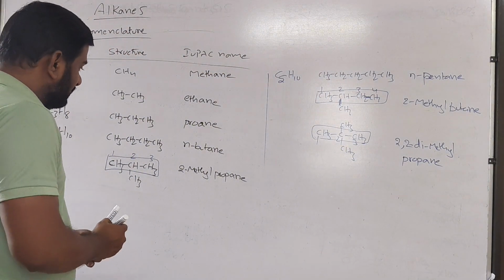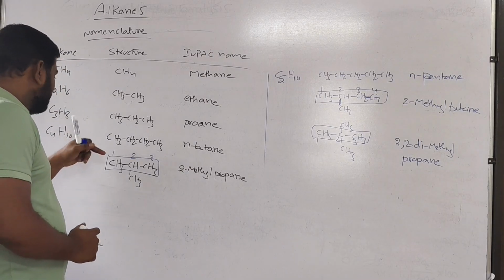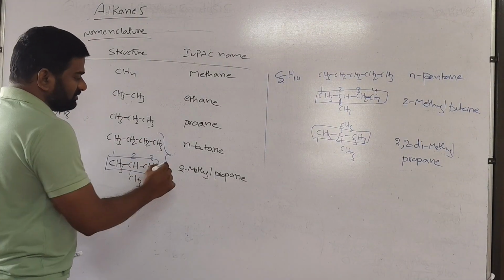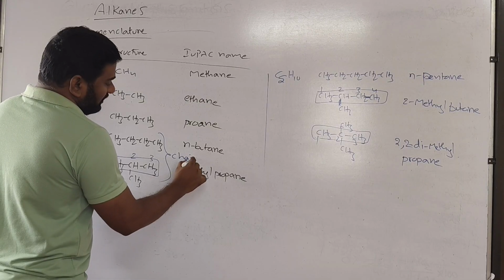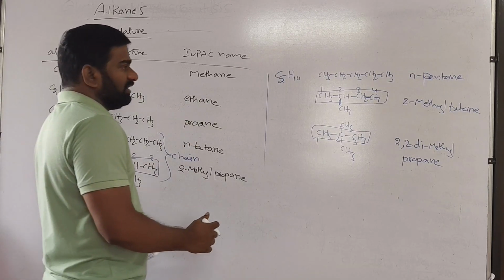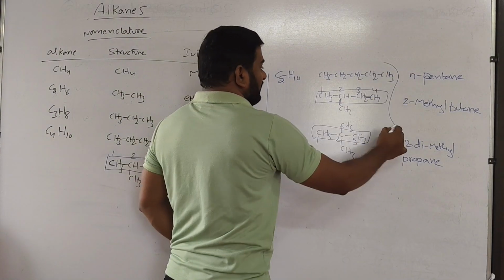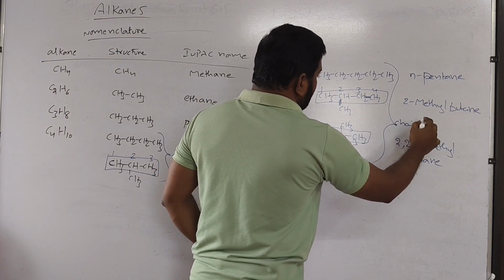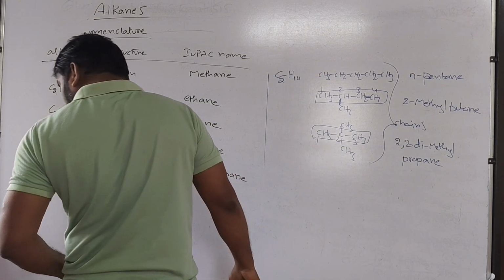This is about the nomenclature of the alkane. For butane I wrote two; these two are chain isomers. For pentane I wrote 3, so these are also chain isomers.